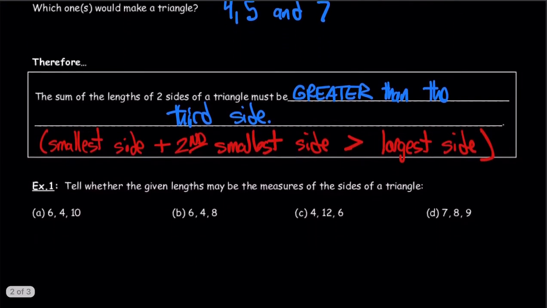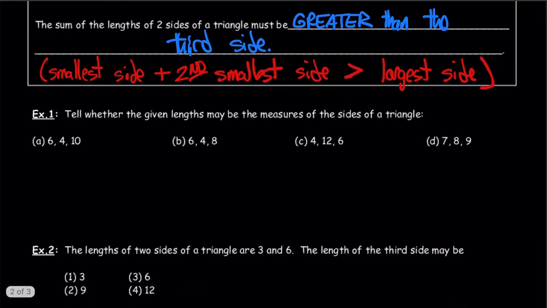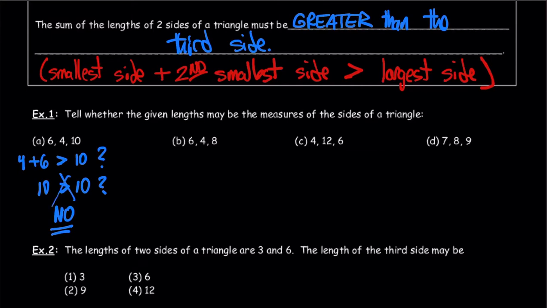All right, so all we're going to be doing today is arithmetic and comparing. So in our first example here, it says, tell whether the given lengths may be the measures of the sides of a triangle. Make sure you pick the two smallest sides, so 4 and 6. And you're going to ask yourself, 4 plus 6, is it greater than 10? I don't know if it is or not. Then what we do is we actually do the arithmetic, which again, it's going to be very simple, but we have to go through this process. It's almost like a proof. Is 10 greater than 10? No, it's not. It's equal. Equal does not work. So this would not make a triangle.